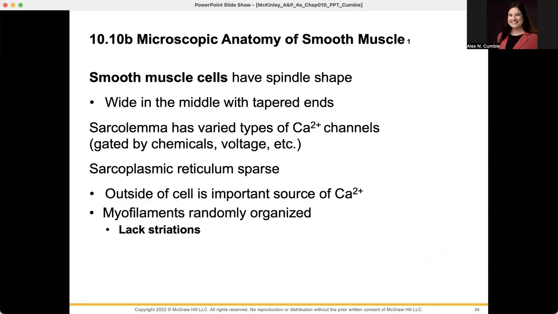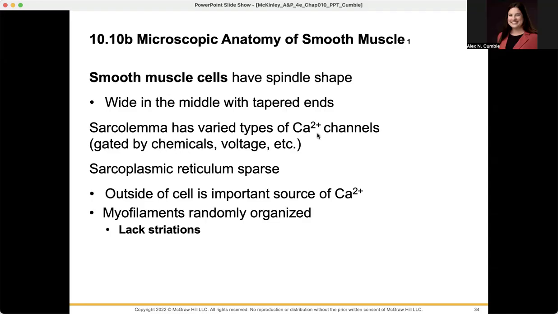We are going to switch over to smooth muscle to finish up this chapter. Smooth muscle cells are a little bit different. They're spindle shaped. They do not have striations. They don't have very nicely set sarcomeres. Their filaments are actually arranged randomly, so they look a little bit different, and you're not going to see striations in these cells.